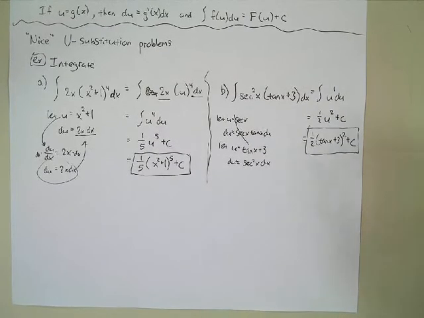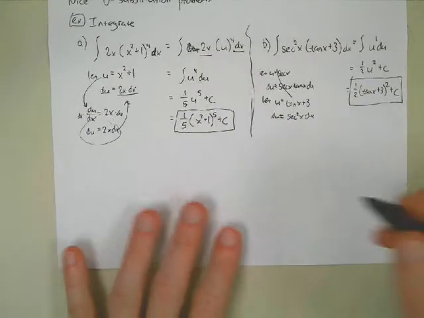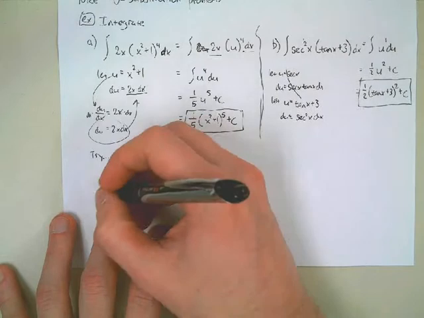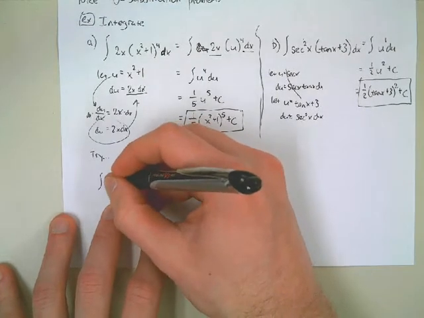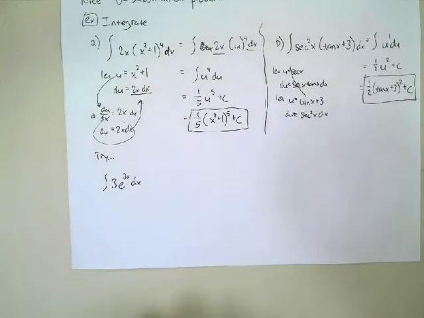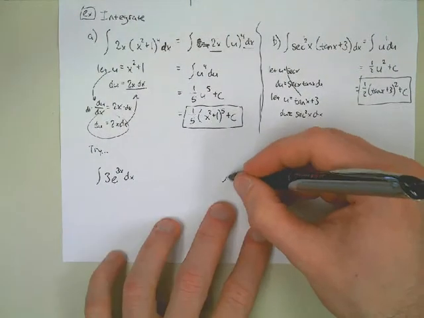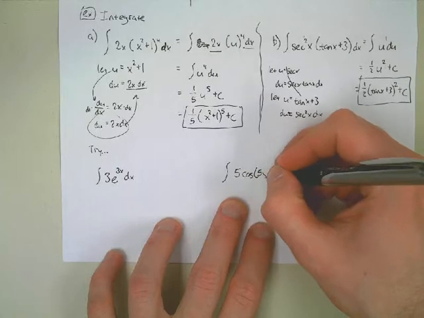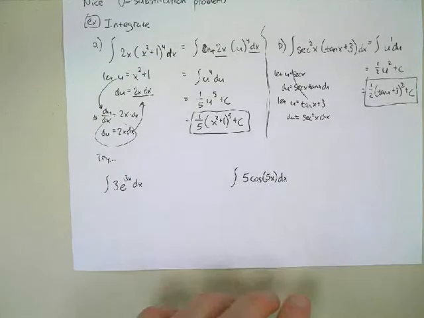All right, I want you guys to try two then. Here you go. Try the integral of 3e to the 3x dx and the integral of 5 cosine of 5x dx. Okay, try and integrate those.